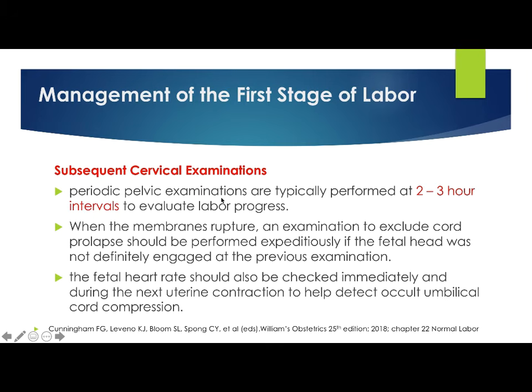So, how often should we perform internal examination? Periodic internal examinations are typically performed at 2 to 3 hour intervals to evaluate labor progress. Now, when the membranes are already ruptured, an examination to exclude cord prolapse should be performed expeditiously if the fetal head was not definitely engaged at the previous examination. The fetal heart rate should also be checked immediately and during the next uterine contraction to help detect occult umbilical cord compression.